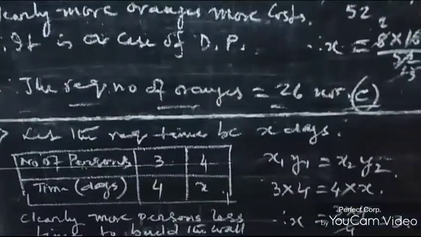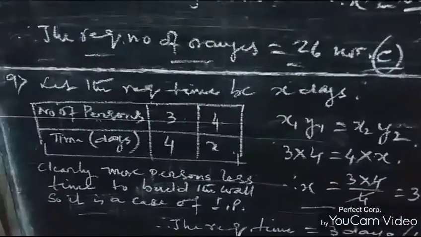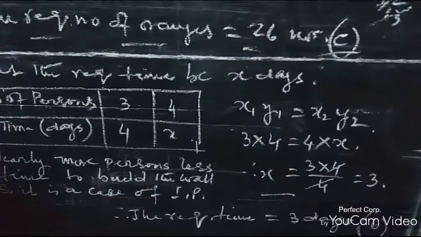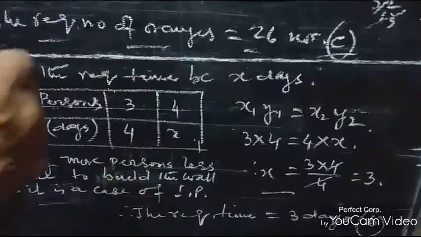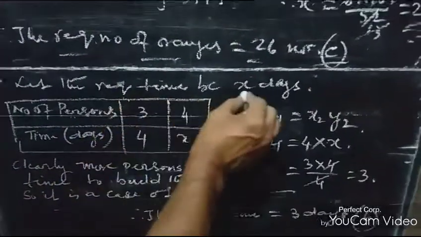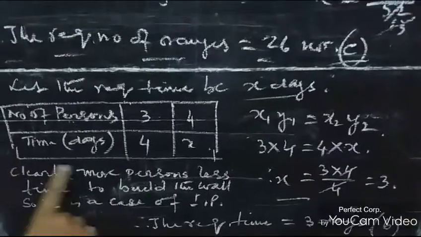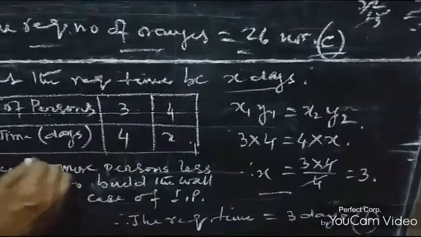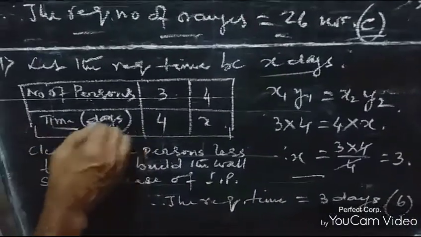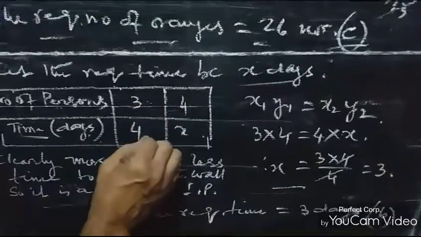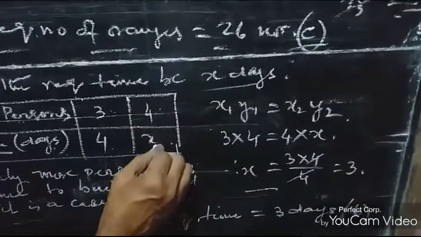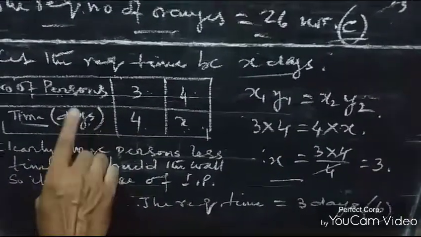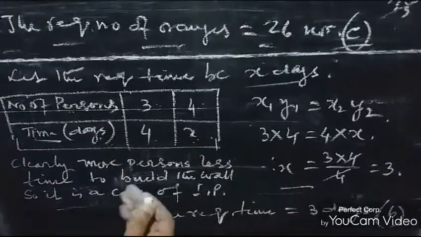Next, let's come over here, number 9. It is asked: 3 persons can build a wall in 4 days. Then 4 persons can build it in how many days? That is, the time required. Let the required time be x days. So doing the tabulation of this whole problem, that is the number of persons and the time required in days. It is 3 persons, 4 days. 4 persons, how many days are required, that is x.